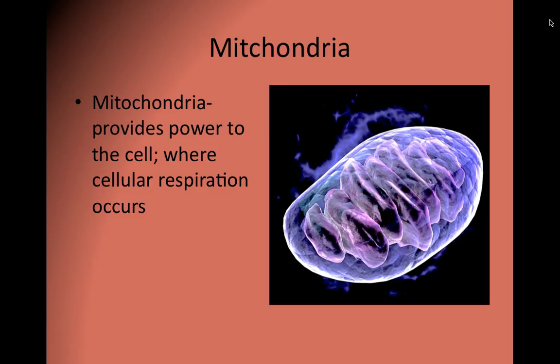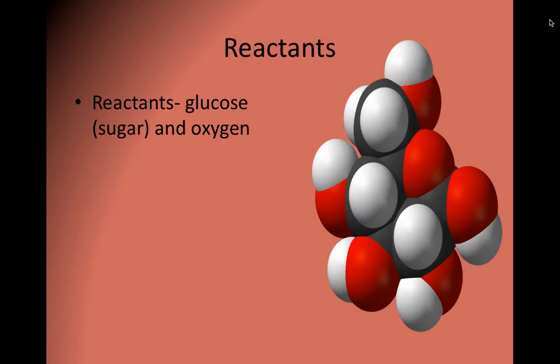Remember when we talked about mitochondria in a cell? This is where cellular respiration occurs. We talked yesterday about how plants create glucose and oxygen during photosynthesis, right? Well, those are the two things a cell uses to make cellular respiration happen also. These are the reactants: glucose, which is sugar, and oxygen. This is one of the reasons that humans need to breathe.